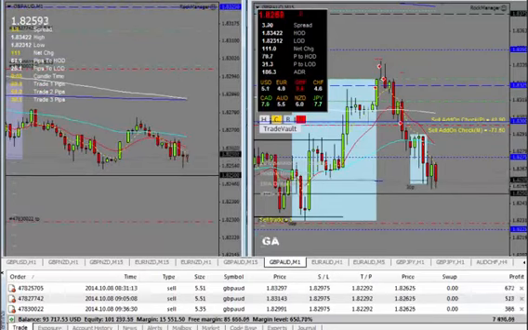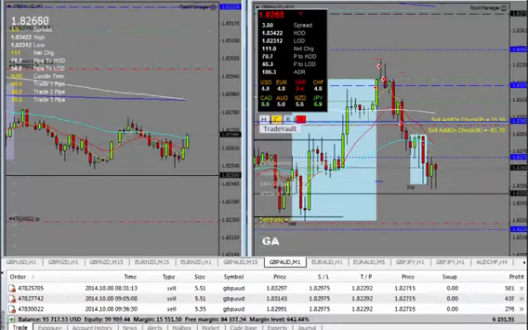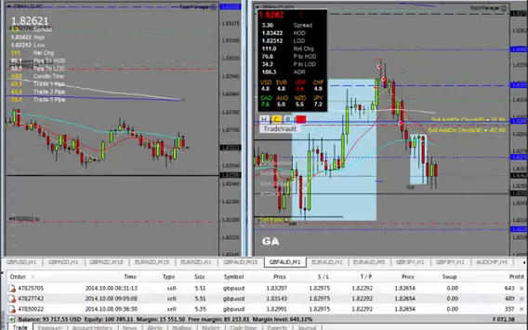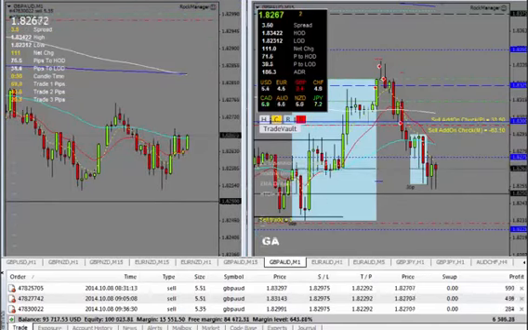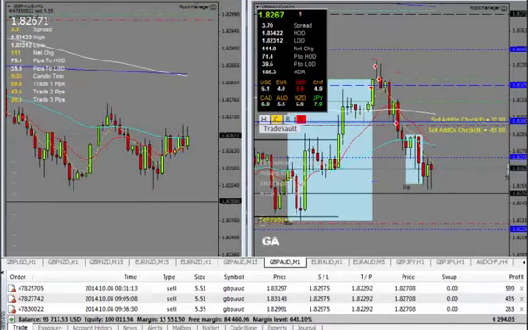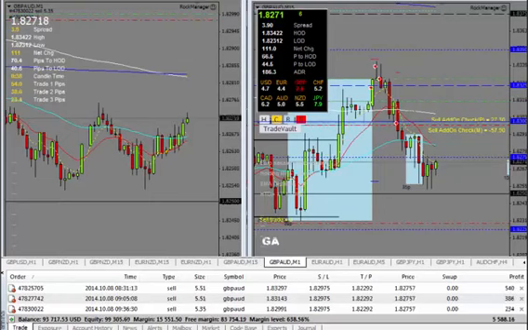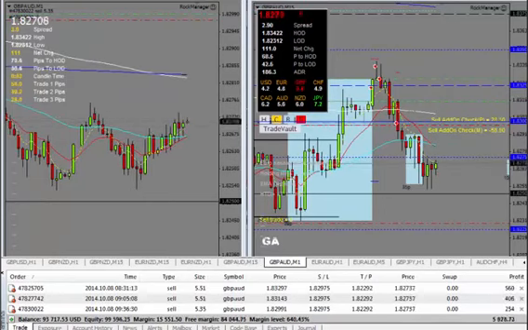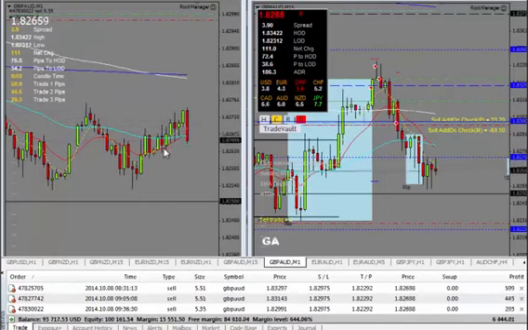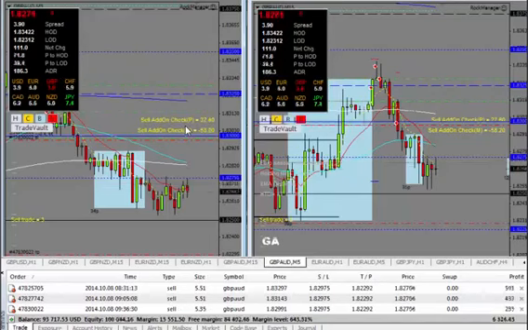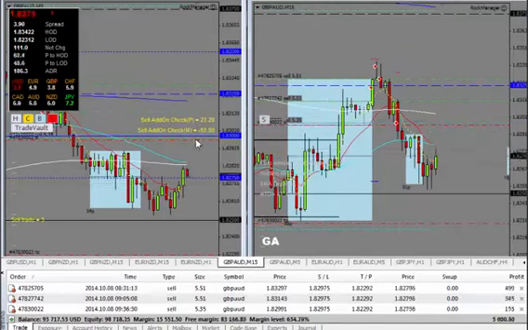You can tell that the pair now is basing. It looks like the dealer's trapping people long now. It looks like he might have other intentions instead of running this pair completely down. Here is the 1-minute chart, and you can see exactly what it's doing.